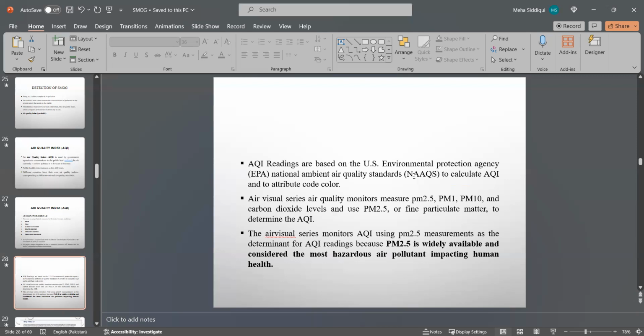The readings are based on U.S. Environmental Protection Agency National Ambient Air Quality Standards to calculate AQI and to attribute color codes. AirVisual Series air quality monitors measure PM 2.5, particulate matter 10, and carbon dioxide levels, and use PM 2.5, or fine particulate matter, to determine the AQI. The AirVisual Series monitors use PM 2.5 measurements as the determinant for AQI readings because particulate matter 2.5 is widely available and considered the most hazardous air pollutant impacting human health.